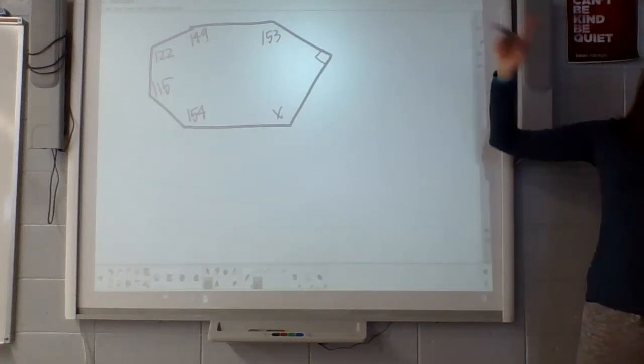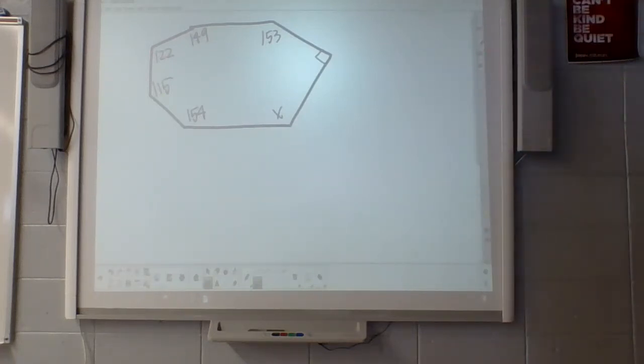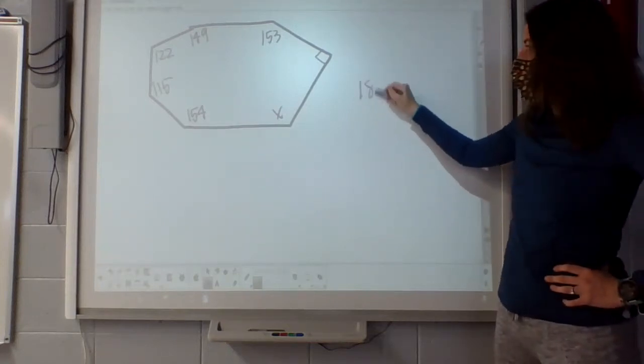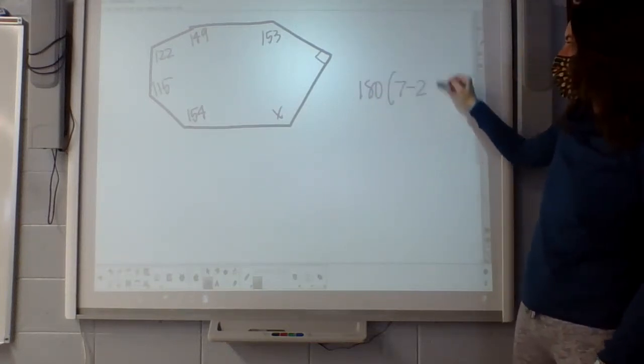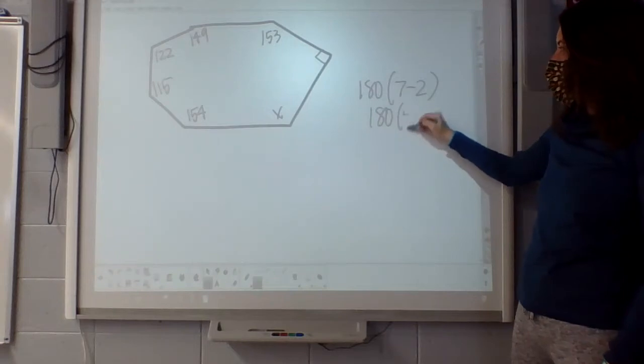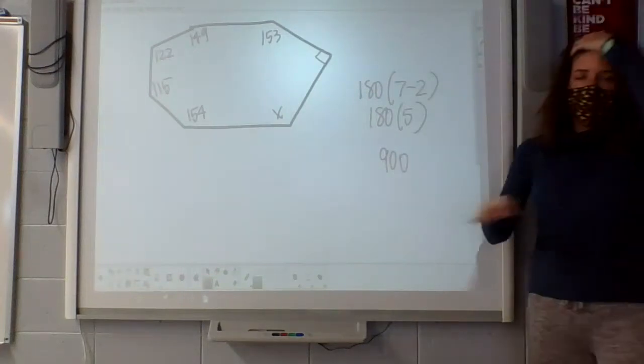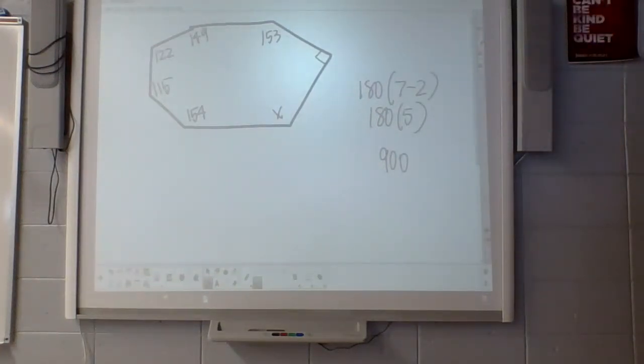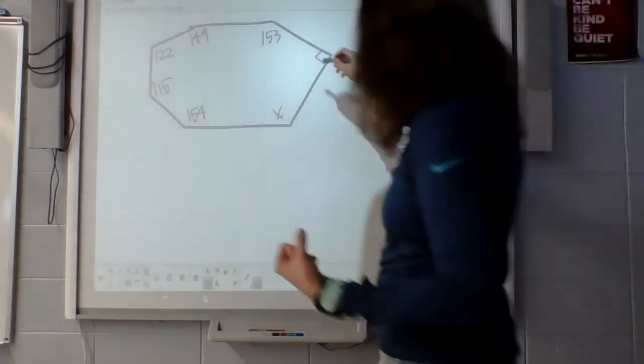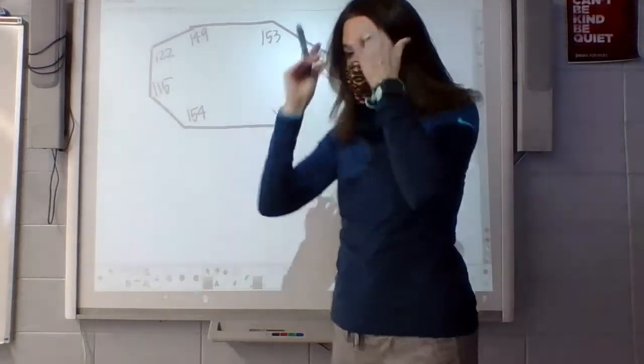All right. So there should be 7 angles. There, you got it. So this time I had to do 180 times 7 minus 2. So 180 times 5, which is 900. So that tells me the sum of all these angles. And then I have to solve that by taking those away. So the biggest thing I think is remembering this one has to be 90 then.